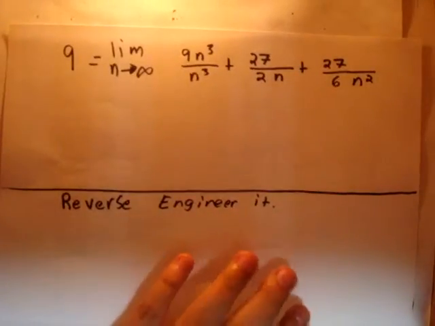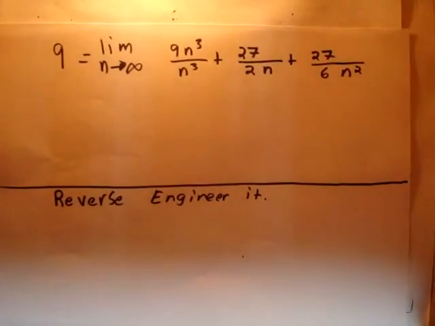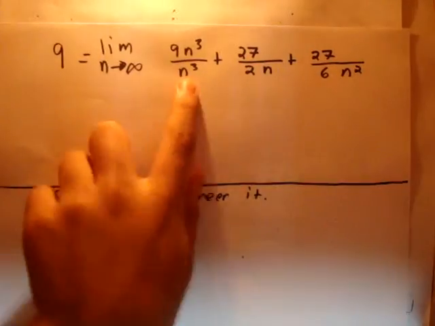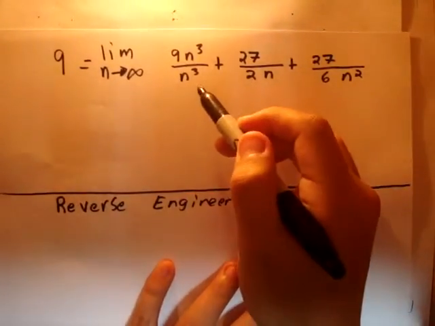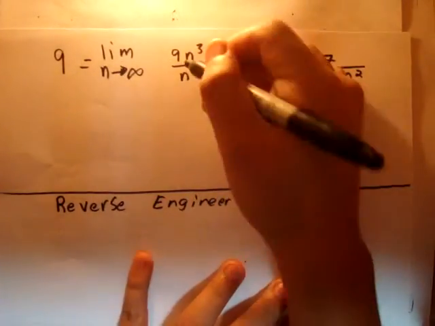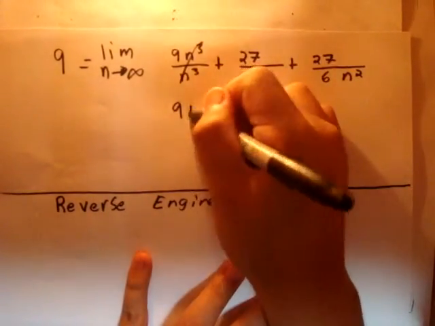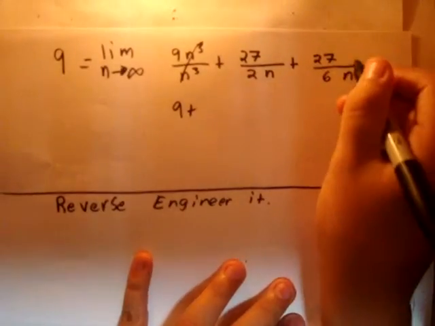Here I distributed the 27 over n cubed to all of these factors. Then we're going to apply the limit. Now, here we can easily see that the n cancels out. So I can write 9 plus, here there's no corresponding n for it to cancel out.